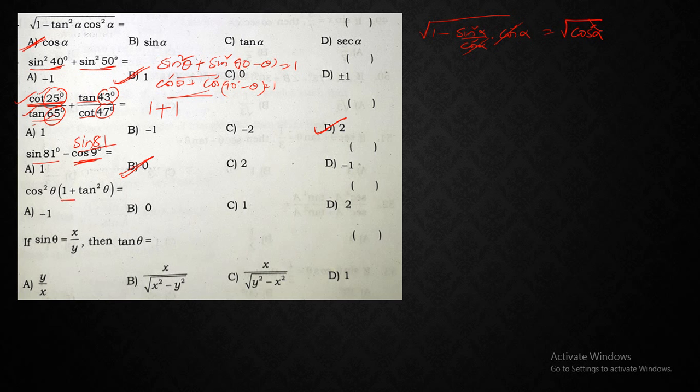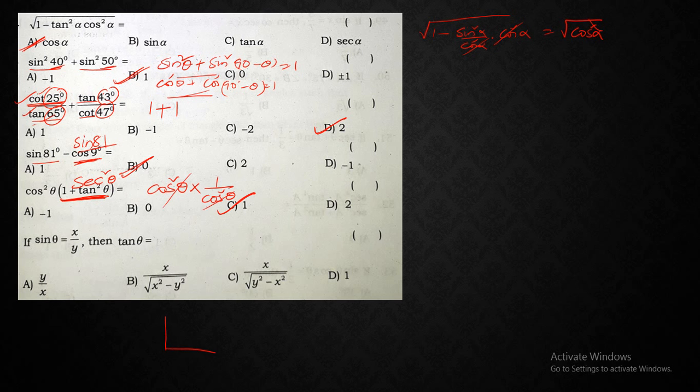Right, next, 1 plus tan square theta. What is the value of 1 plus tan square theta? 1 plus tan square theta is nothing but secant square theta. So instead of 1 plus tan square theta, I can write it as secant square theta. Already we know secant square is nothing but 1 by cos square. So secant square I can write as 1 by cos square. So both numerator and denominator get cancelled. So the answer is 1.